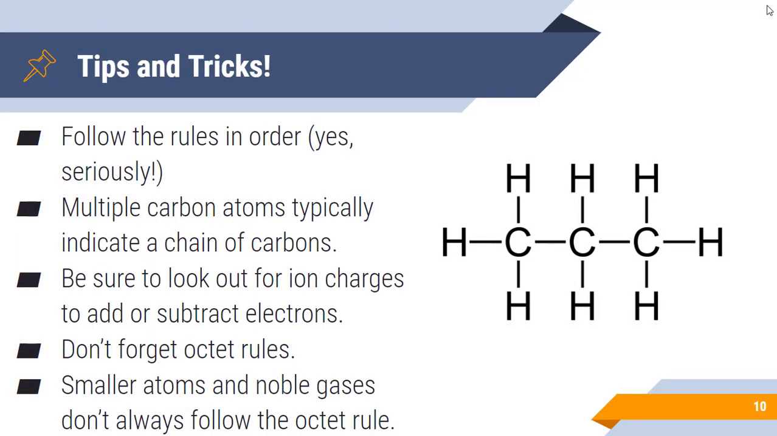Simple tips and tricks. Follow the rules in order. I'm not joking. The rules will get you there almost every single time. You just have to make sure that you follow those step by step. Don't skip rules, because sometimes you will make mistakes when you draw your Lewis dot structures. If you do get something that has multiple carbon atoms, they typically include a chain of carbons. So for example, on the right side here, we have a 3 carbon chain. This is actually propane. It's C3H8.